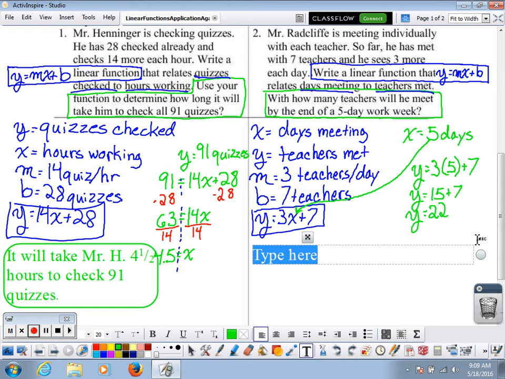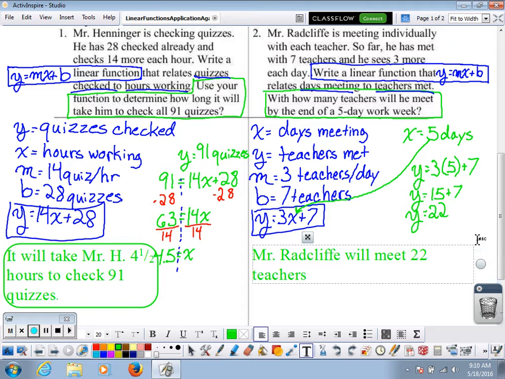So now we want our complete sentence answer. Okay, let's see. Can you give me a complete sentence answer here? Very good. Mr. Radcliffe will meet 22 teachers by the end of a 5-day work week.